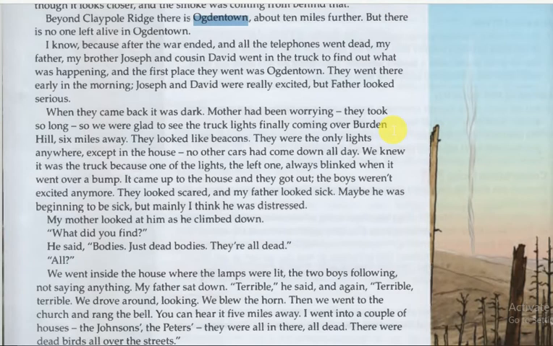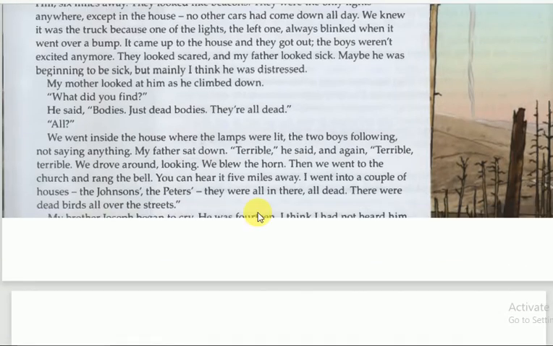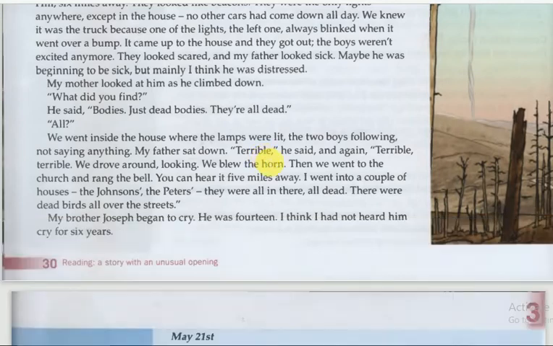We went inside the house where the lamps were lit. The 2 boys following, not saying anything. My father sat down. Terrible, he said, and again, terrible, terrible. Then her father was scared and shocked.